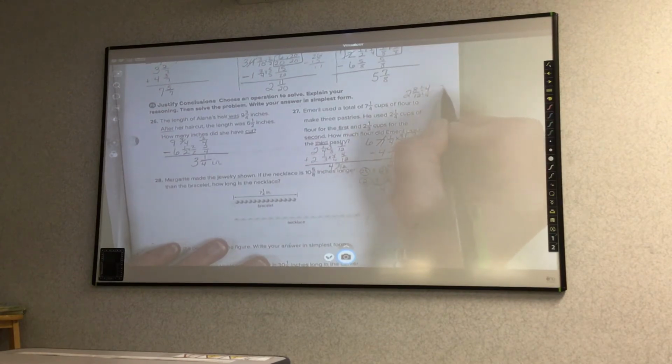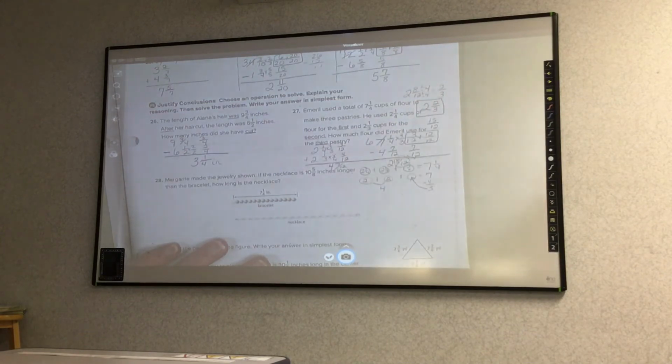And I get 2/3. So my final answer is 2 and 2/3. That's your final answer for number 27. So it took a lot of room, and some of you have to do it on a separate sheet of paper, which would be a great idea.